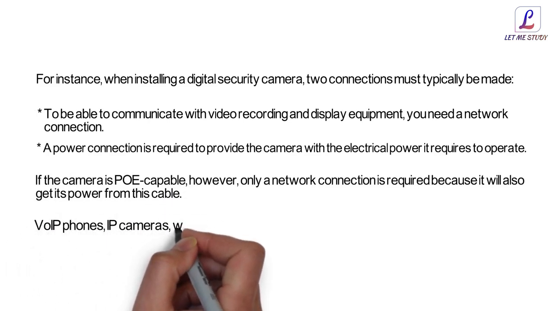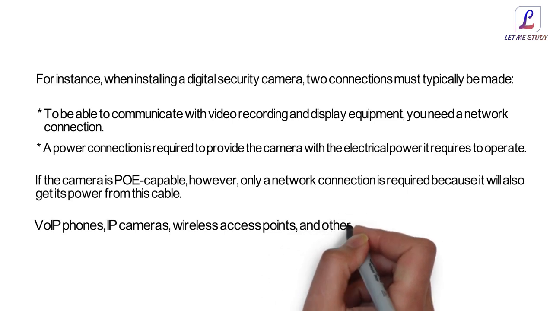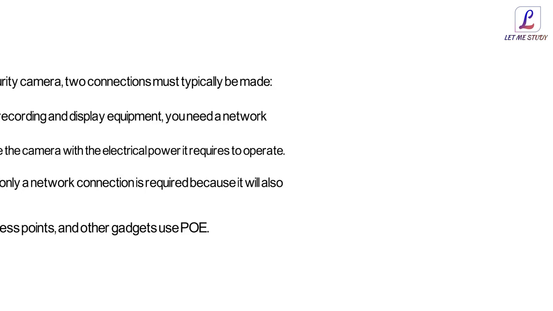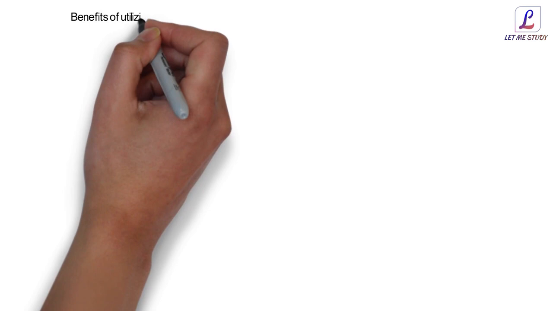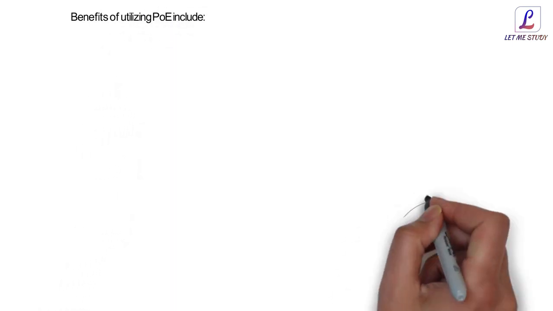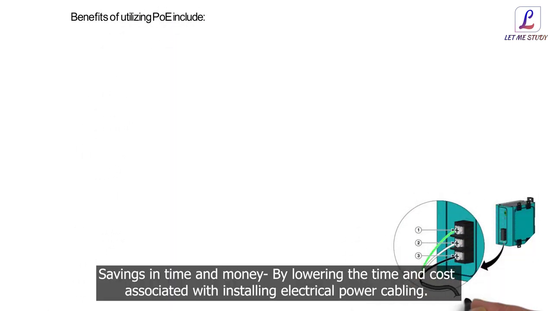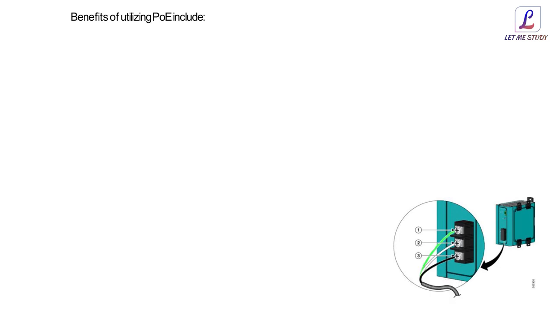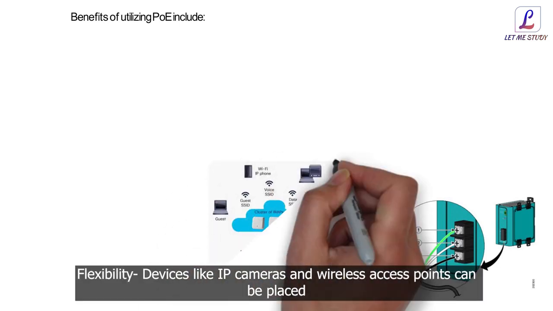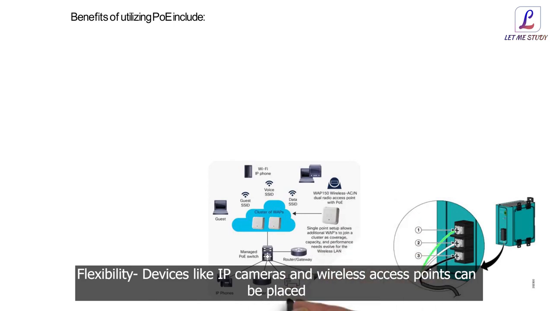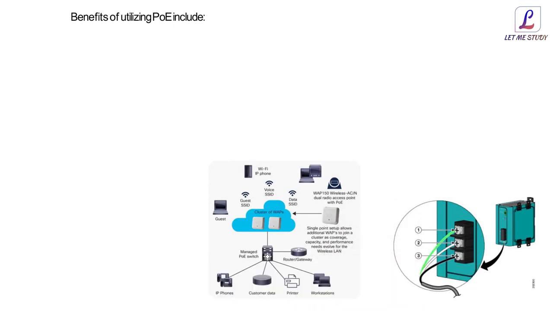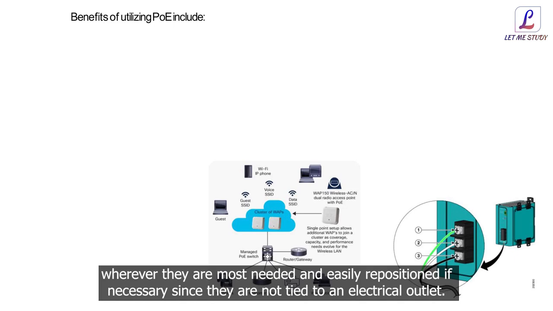VoIP phones, IP cameras, wireless access points, and other gadgets use PoE. Benefits of utilizing PoE include savings in time and money, by lowering the time and cost associated with installing electrical power cabling. Flexibility. Devices like IP cameras and wireless access points can be placed wherever they are most needed and easily repositioned if necessary, since they are not tied to an electrical outlet.